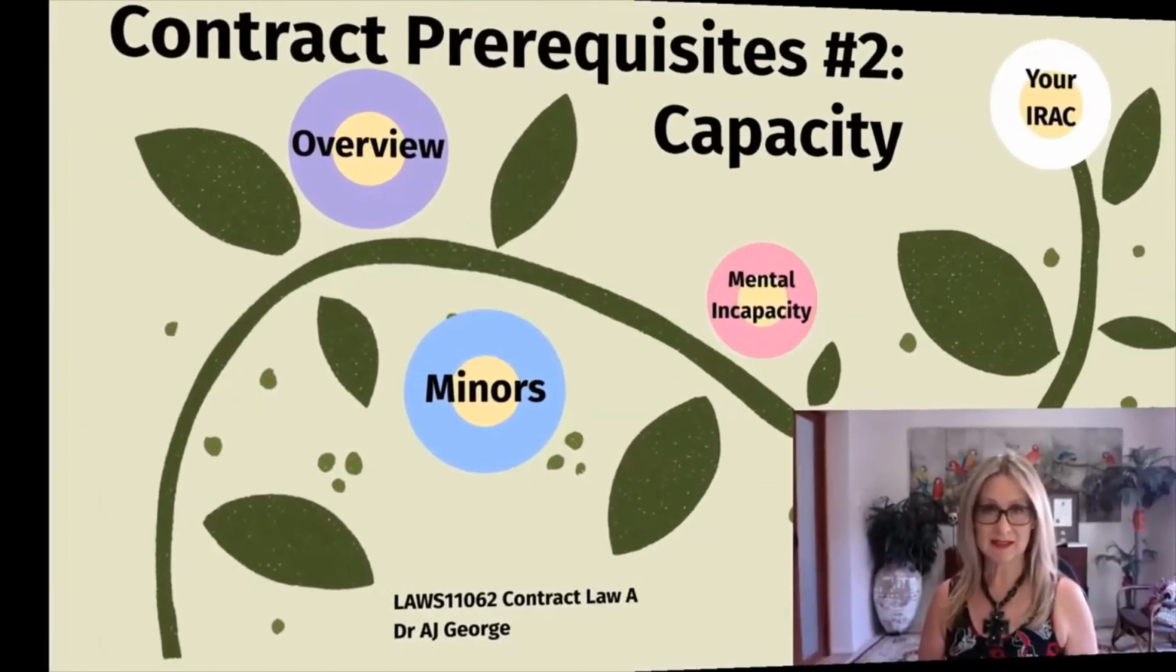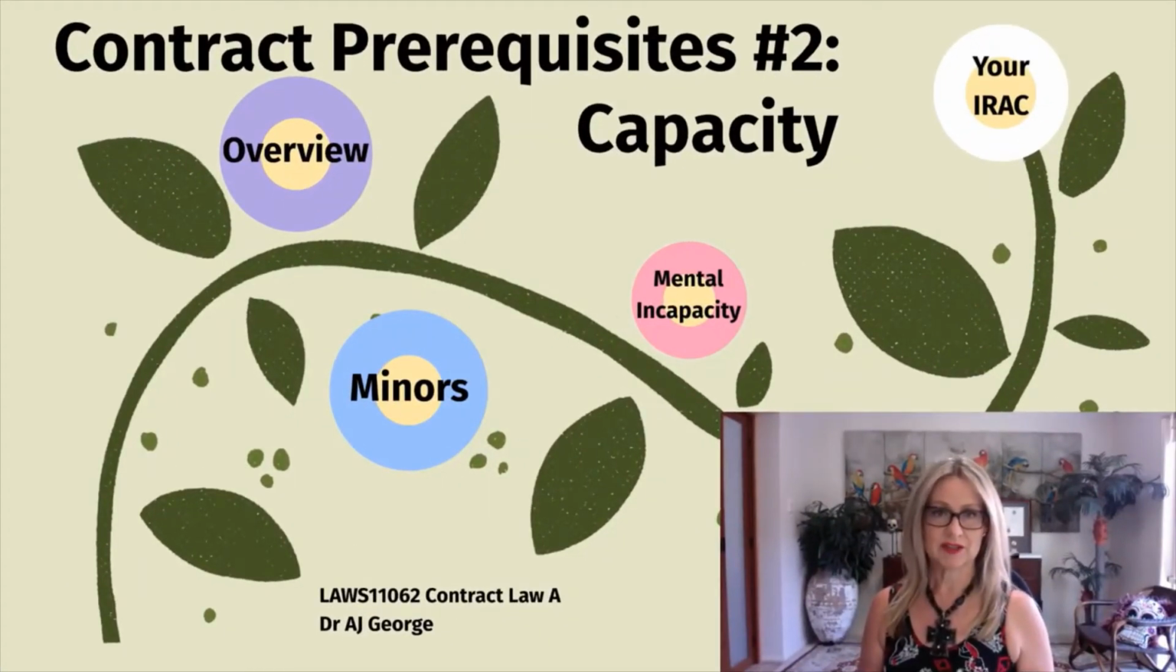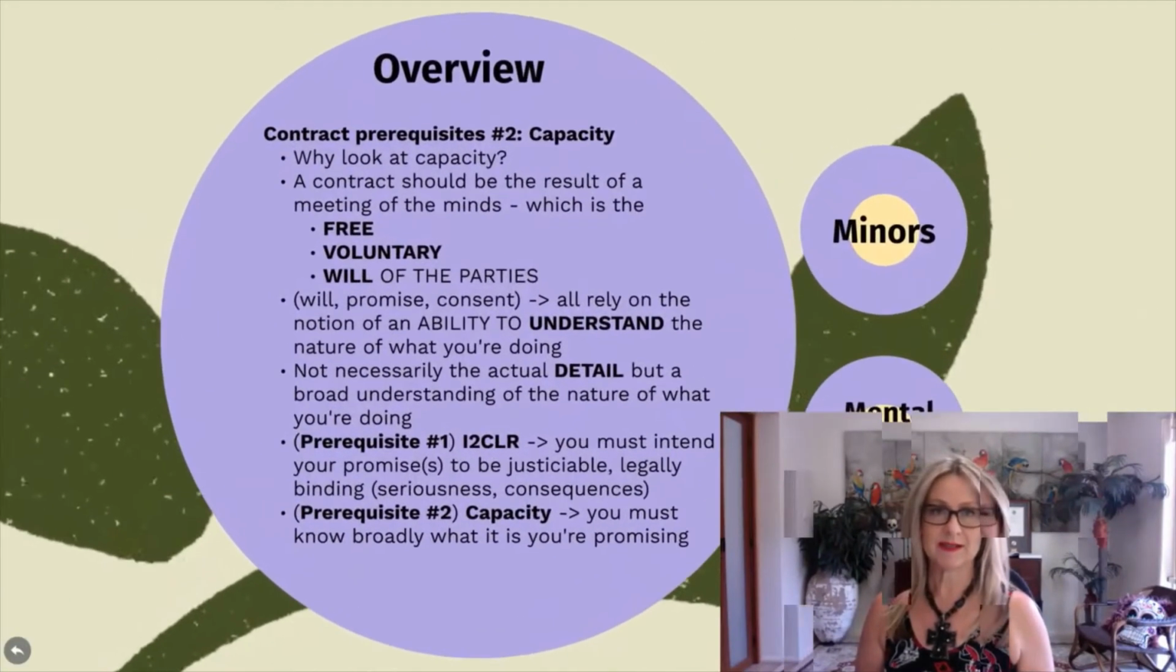This is week 3 of our unit, and this week we are looking at the second of our contract prerequisites. Last week, number 1 was intention to create legal relations, and this week we are looking at capacity to contract. So let's jump into our Prezi.